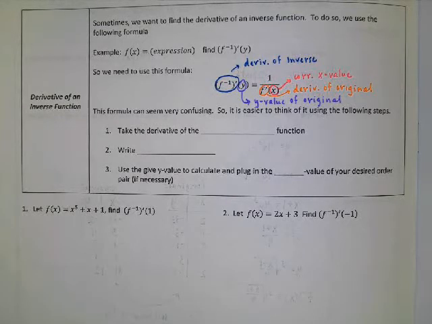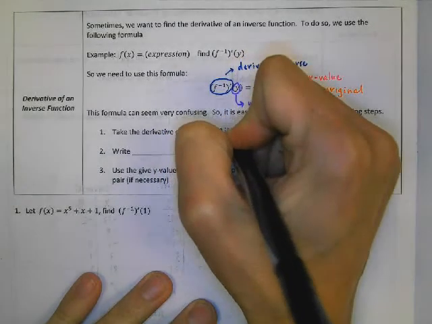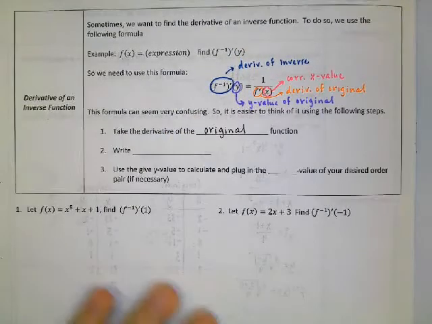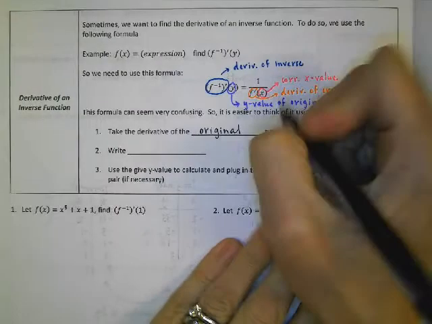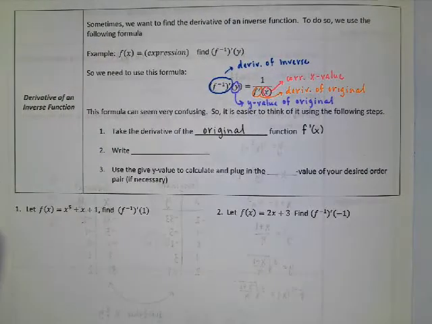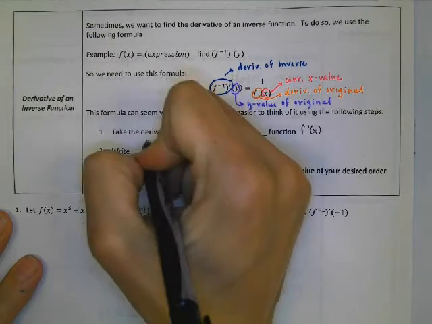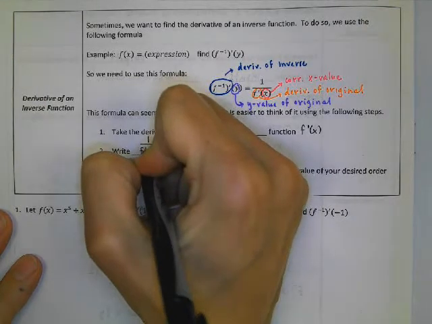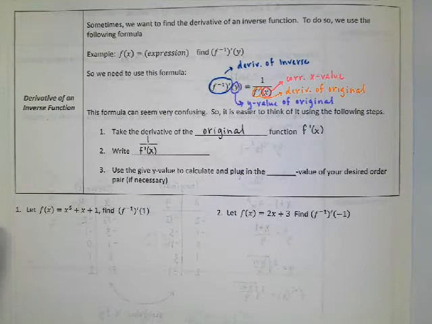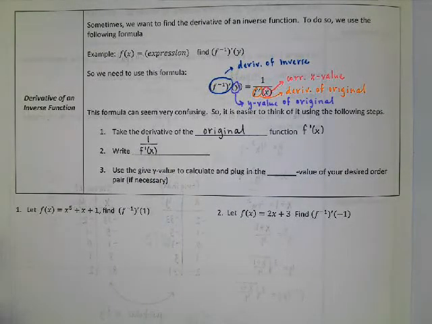The first thing we're always going to do is take the derivative of the original function. Okay, so we're going to find f prime of x. Now, the next thing we're going to do is write 1 over f prime of x. And we'll walk through an activity in class tomorrow that'll tell you where this comes from. Right now, we're just going to iron out the process, but tomorrow we'll really talk about where it comes from.